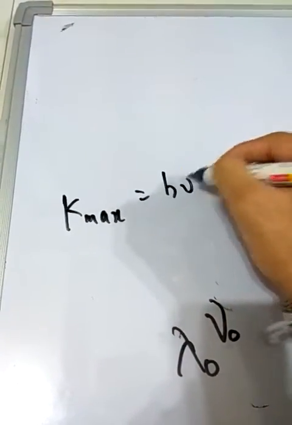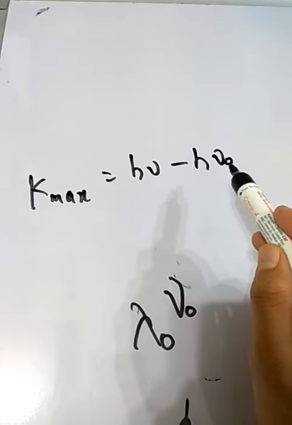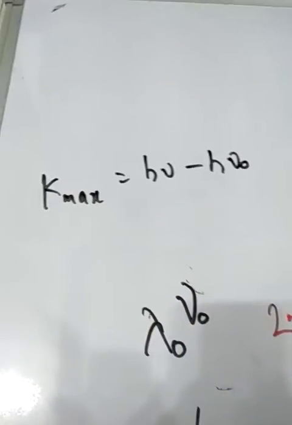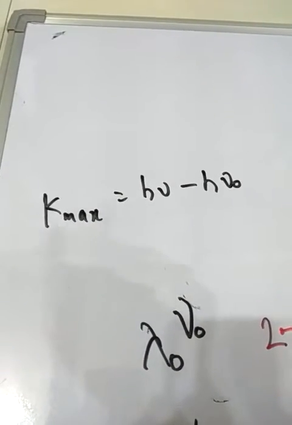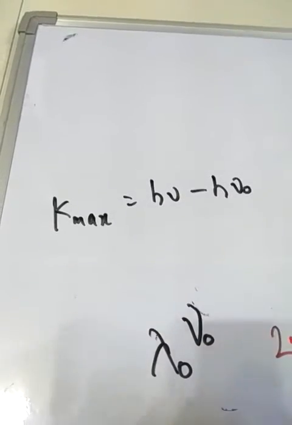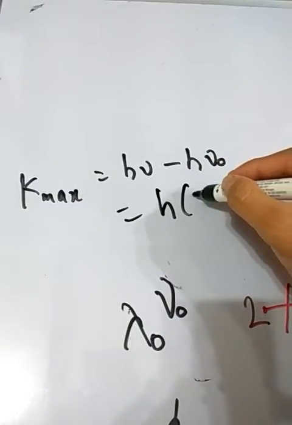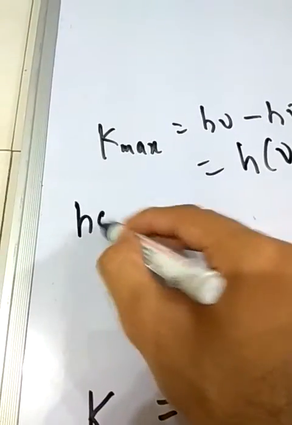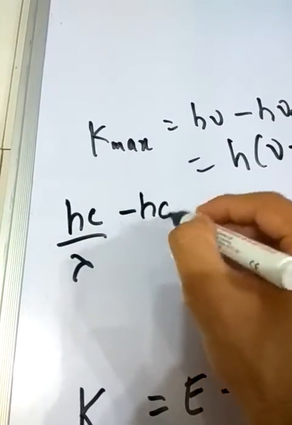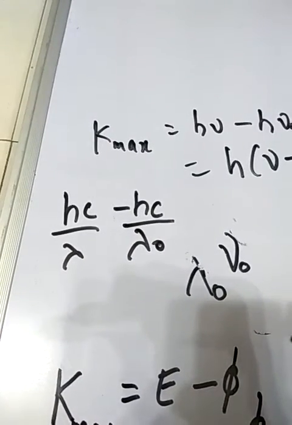So again we write that K max equals h nu minus h nu naught. The nu naught is the threshold frequency of the metal, and the higher the frequency, the greater the kinetic energy with which it releases from the metal. And for the wavelength part, it is hc by lambda minus hc by lambda naught. And here, lower the wavelength, lower the lambda naught.